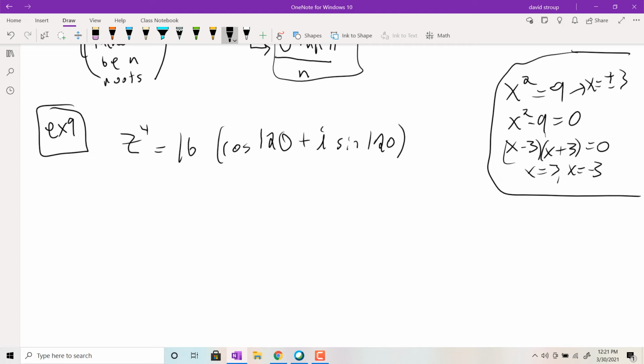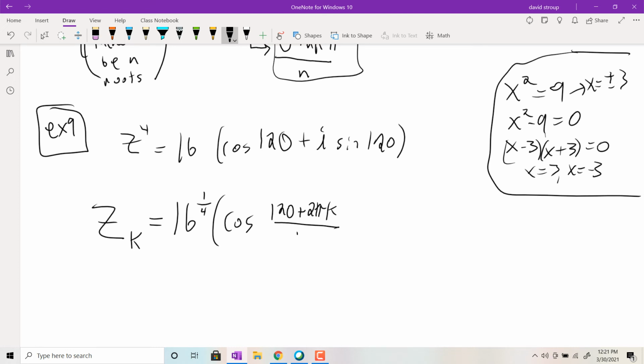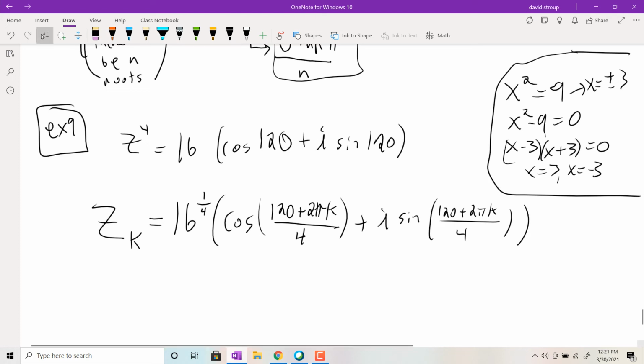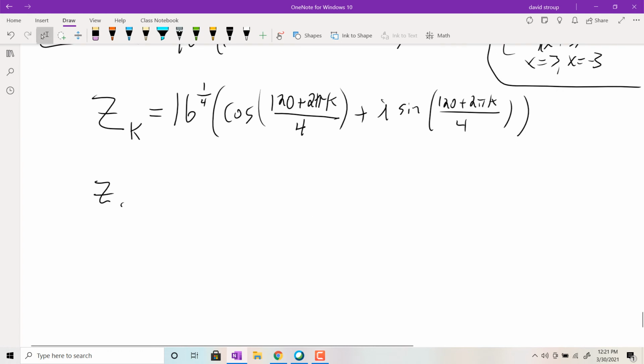And I'll indicate kind of the generating formula with z sub k. So z sub k will be 16 to the 1/4 times cosine of our angle, 120 plus 2 pi k, all over n, which in this case is 4. Okay. And then plus i sine of 120 plus 2 pi k all over 4. And then there's going to be 4 roots. We always start at 0 for the first one. And then we'll need z1, z2, and z3.